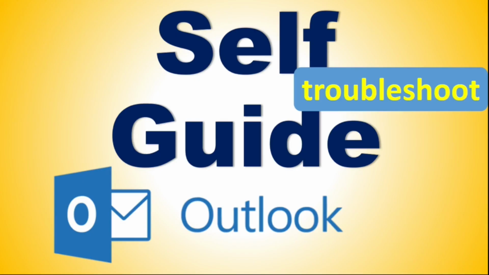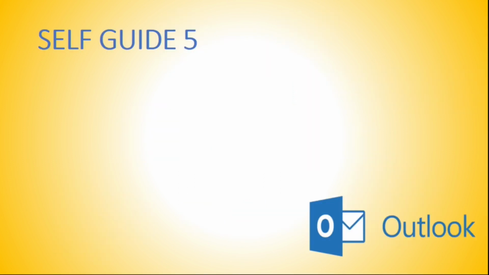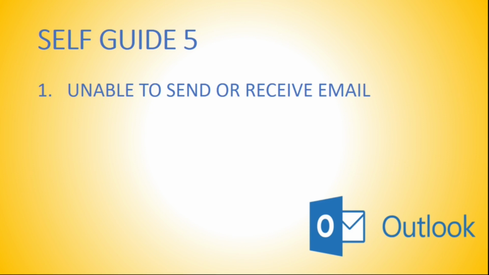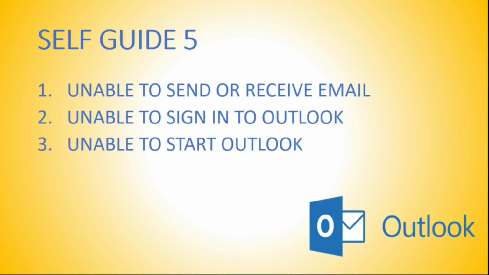Welcome to Outlook Self-Guide. This is Guide 5 of Microsoft Outlook. This tutorial discusses the self-troubleshooting guide in Outlook. We have selected 4 common issues in Outlook with recommended solutions. First is, unable to send or receive emails. Second common issue is, unable to sign into Outlook, unable to start Outlook. Then the issue with mailbox corruption.